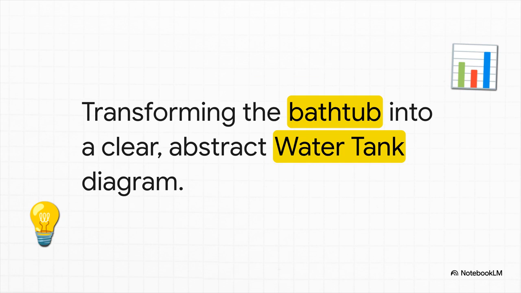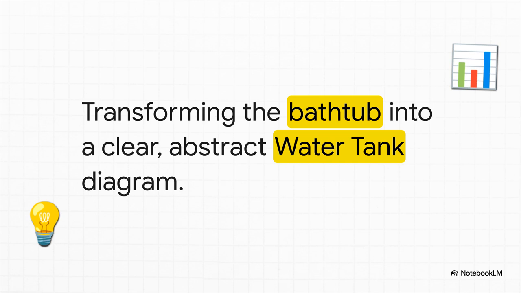So, once the physical reality of the bathtub is firmly established, the source material pulls off this crucial abstraction. It transforms that wet, messy, specific scenario into a crystal clear, abstract visual representation. The water tank diagram. This is the exact moment the lesson evolves. It takes the concept away from just being a specific story about a character named Sparky and turns it into a totally versatile, universal tool.